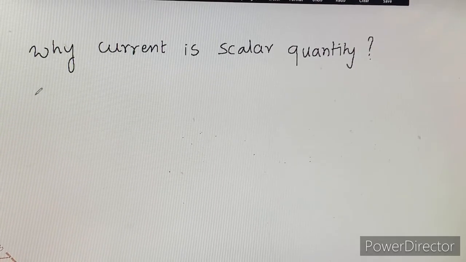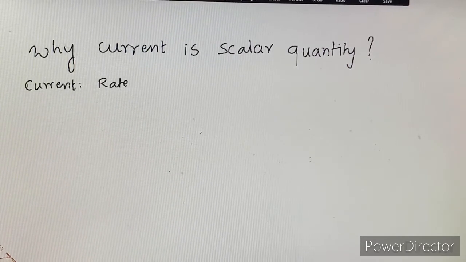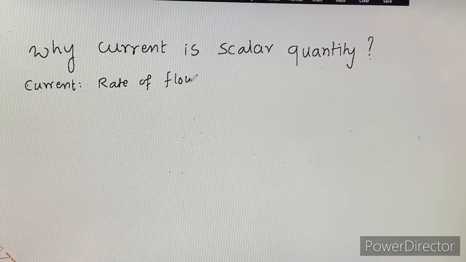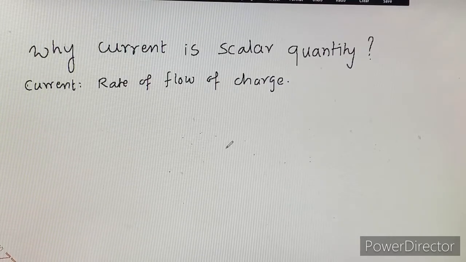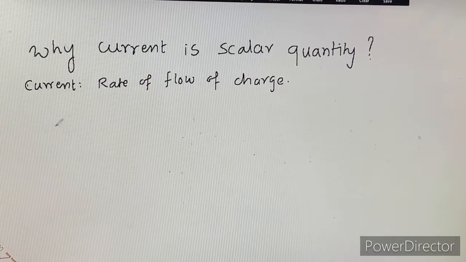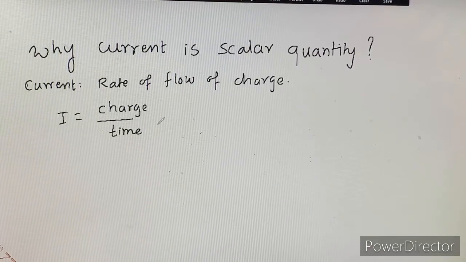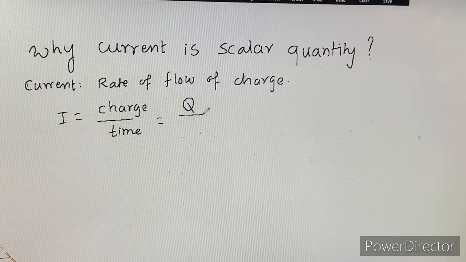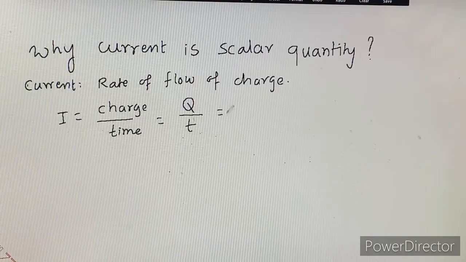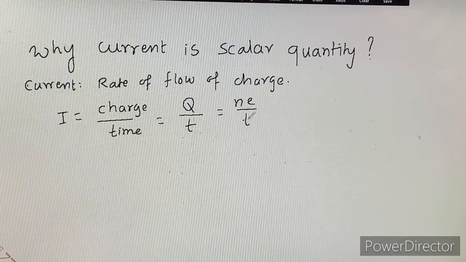Current is nothing but the rate of flow of charge. Current is nothing but what? Rate of flow of charge. So I can say current I is equal to rate, that is, charge divided by time. Charge will be Q, time is T. This Q can be written as N into E upon T.